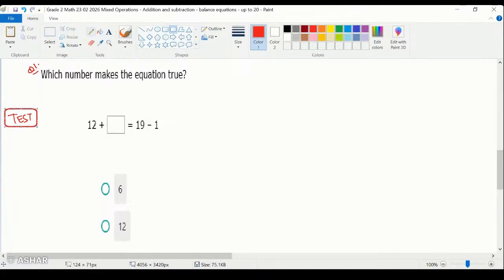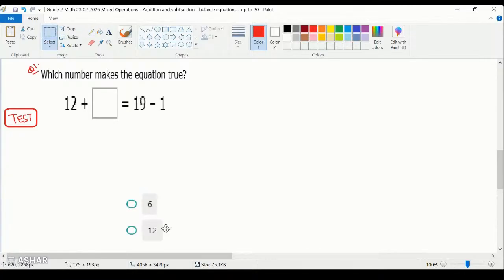Okay, so what they are saying is 12 plus something should be equals to 19 minus 1. And we have the two options which are given as 6 and 12. So which option should be correct? 6 or 12? Yes. Thank you, May. Thank you, Elisa. Thank you, Shama. Okay. Thank you, Tess. Let's move to this question.